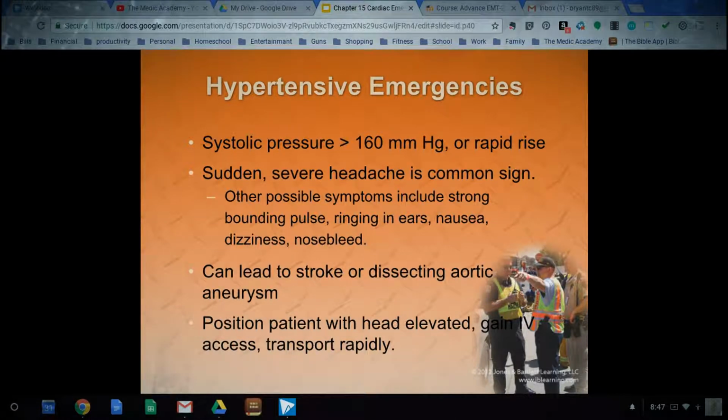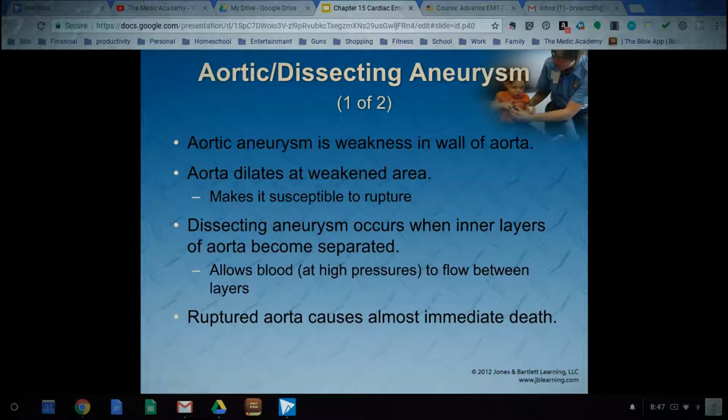So we can see some hypertensive emergency. This is systolic pressure that's greater than 160, or a rapid pulse, and that can be sudden, and severe headaches is a very common sign. Other symptoms can include strong bounding pulse, ringing in the ears, nausea, dizziness, as well as nosebleed, and this can lead to a stroke or a dissecting aortic aneurysm due to the high pressure that's in the vessels. We should position these patients with head elevated, gain IV access, and transport rapidly. And when we gain IV access, let's monitor these patients' blood pressure very, very well.